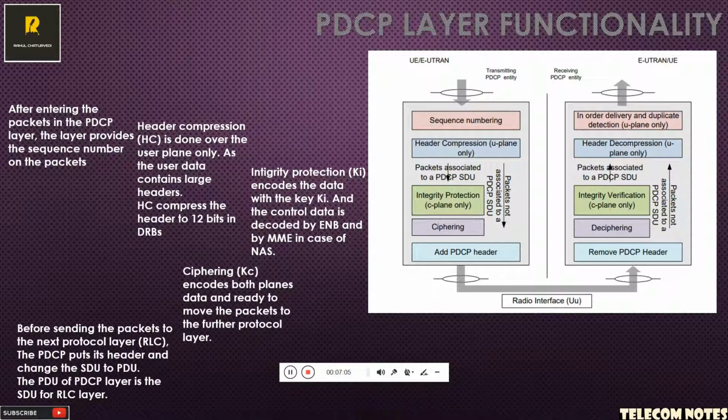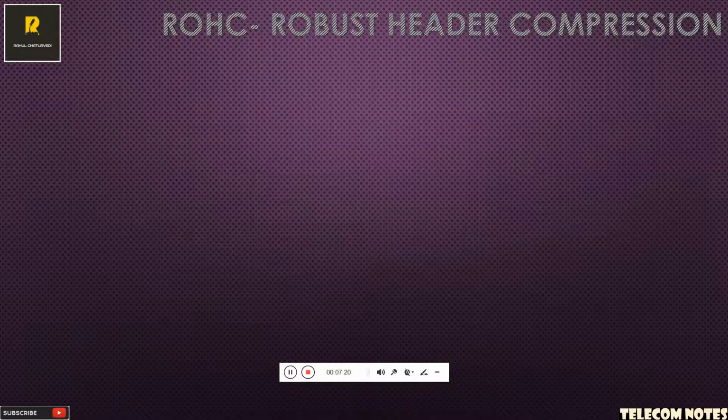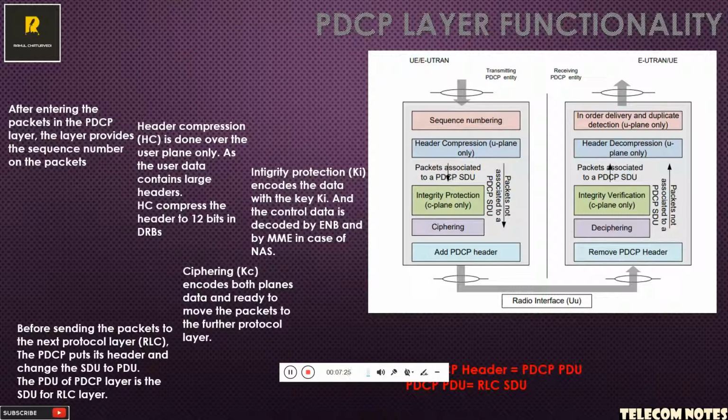Before sending the packets to the next protocol layer, RLC, the PDCP puts its header and changes the SDU to PDU. The PDU of the PDCP layer is the SDU for the RLC layer. That particular formula I'll just tell you afterwards. It's written over here that PDCP PDU is the same as RLC SDU, and PDCP header plus PDCP SDU combined together make the PDCP PDU.